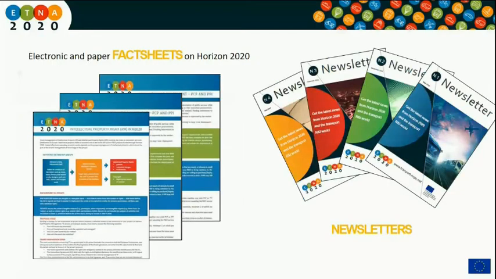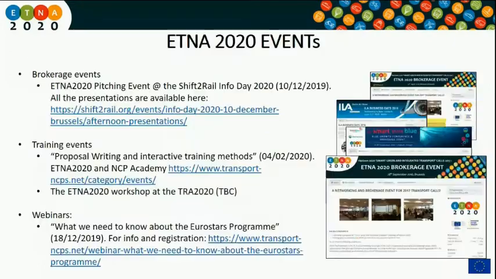We have some fact sheets on Horizon 2020, and so far there have been 12 newsletter cycles that you can find there on the website. We organize events as well. Here I have a small summary of events just to give you an idea of which type of activities you can find. So we organize brokerage events, like the one this afternoon. We also did one for assisted rail last December.